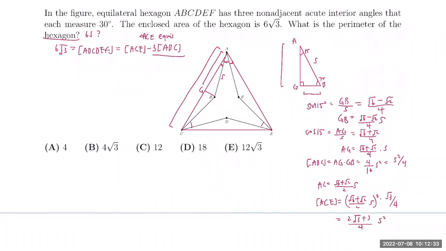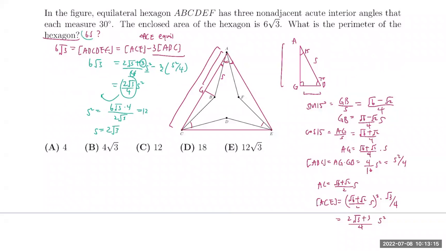And then plugging all this into our original equation gives us 2√3 plus 3 over 4 S squared minus 3 times S squared over 4 equals the area of 6√3. So the 3 over 4 S squared and the 3S squared over 4 cancel out to give us 2√3 over 4 S squared. Dividing to the other side gives us S squared is equal to 6√3 times 4 over 2√3. Therefore, S squared equals 12, meaning S is equal to 2√3.